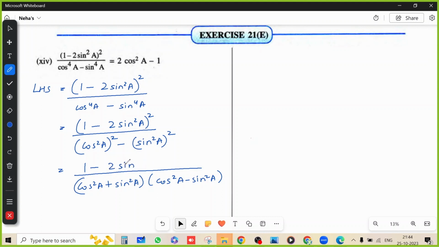So that is equal to 1 minus 2 sine square A whole square. Now we know that cos square A plus sine square A is equal to 1 by the trigonometric identity. So this will become 1, and the denominator can be written as cos square A minus sine square A into 1, which is equal to this, and the numerator will be copied as it is for now.